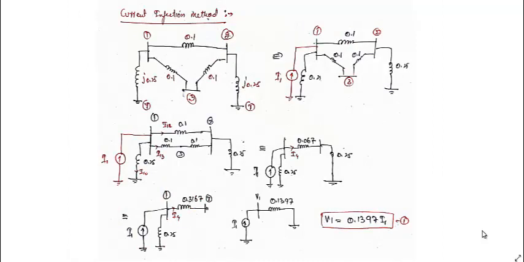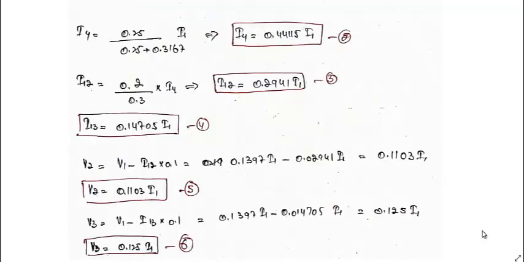We have to calculate V3. For that, we have to calculate this I12 and I34. First, we will calculate I4. I4 will be calculated from this circuit. This I4 will be equal to 0.25 divided by the summation of 0.25 plus 0.3167, into this I1. So I4 will be equal to 0.25 divided by 0.25 plus this, into I1. This comes out to be this.